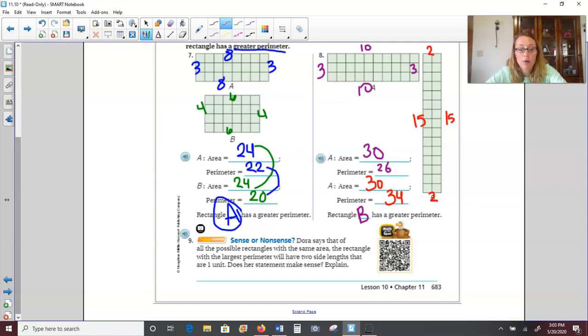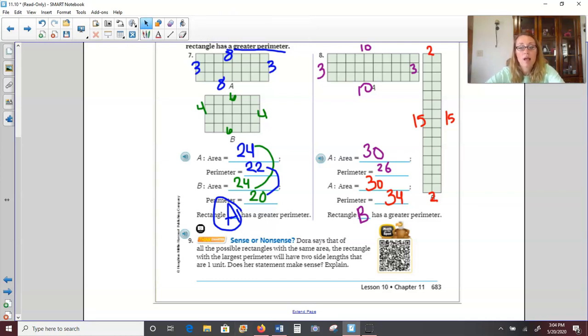Okay, so Dora says that of all the possible rectangles with the same area, the rectangle with the largest perimeter will have two side lengths that are 1 unit. Does her statement make sense? We talked about this earlier. Yes, it does make sense because if two sides are only 1 unit, it means all of the other sides are going to be much longer. They're going to be as large as possible.